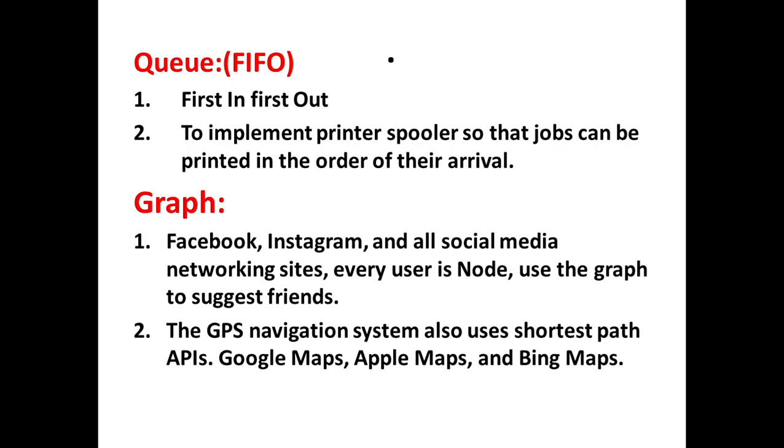And a very important thing is the GPS navigation system also uses shortest path APIs, like Google Maps, Apple Maps, and Bing Maps. And graphs are widely used in navigation, like nowadays we are using Uber or Ola or Rapido. So the graphs are used to suggest the vehicle which is very near to us. With the shortest path algorithms, they will calculate and suggest to us. And they will suggest all the stores or restaurants when we use Zepto or Zomato or Swiggy.